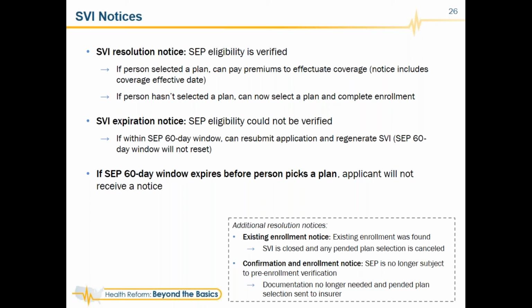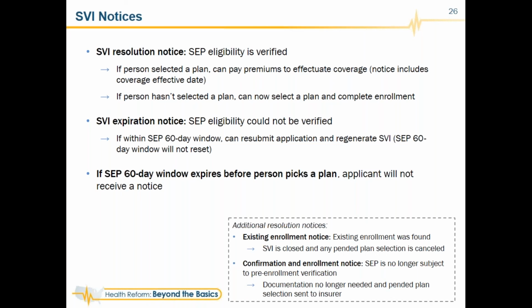There are some additional notices. Some people may go down the SVI path, and then the marketplace will detect that the person is already enrolled in a plan. When that happens, the pended plan is going to be canceled, and the consumer is going to be notified of this. Some consumers may have an SVI clock that runs out without submitting the required documents, but they also are eligible for an SEP that does not require documentation through SVI. Those folks will get a confirmation and enrollment notice.